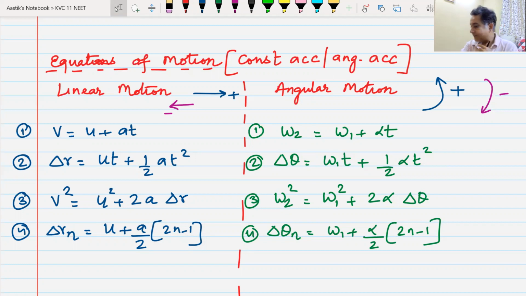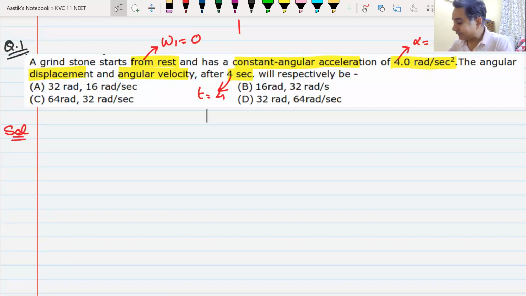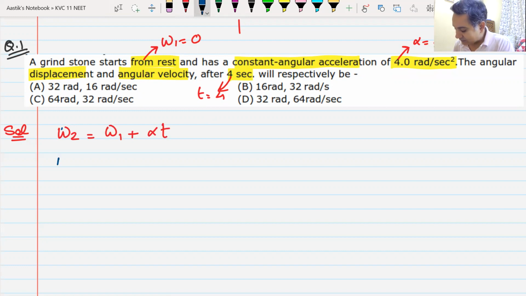No one knows it? Okay, not a problem. So I should use equation number 1. Equation number 1 is final angular velocity omega 2 is equal to omega 1 plus alpha t. I will put the values. Omega 2, the final angular velocity. Omega 1 is 0 plus alpha is 4. Time is 4. The value of omega 2 is 16 radians per second.